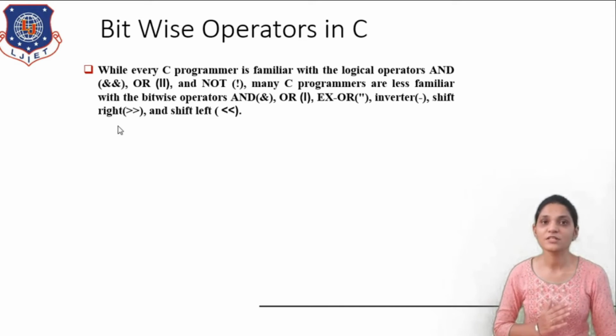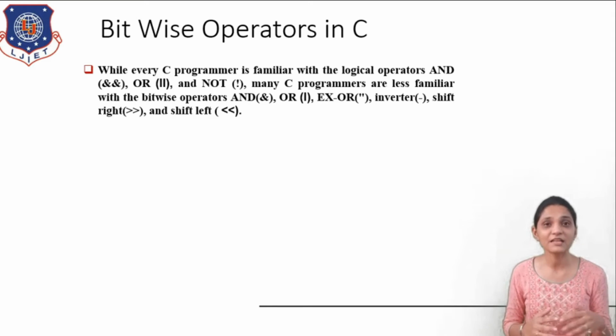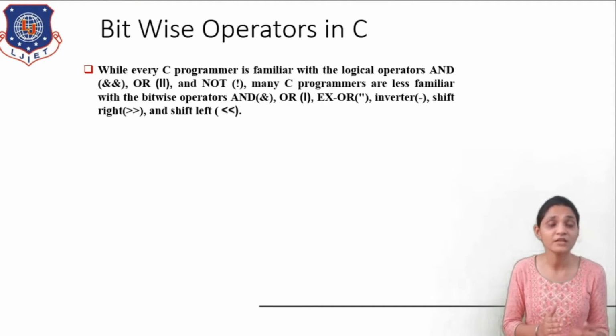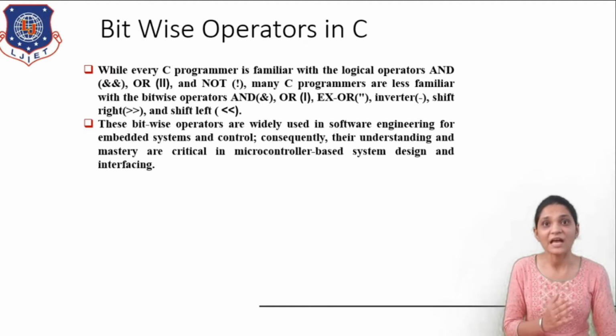Every C programmer is familiar with the logical operations like AND, OR, NOT that can be performed on the whole data. But C programmers are less familiar with the bitwise operations, like you can do bitwise ANDing, ORing, XORing, inverting, shifting right or shifting left. We are going to see how you can use these things. And these bitwise operations are widely used in software engineering for embedded systems, for control.